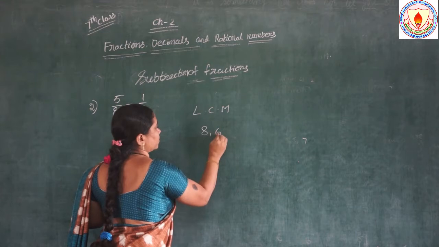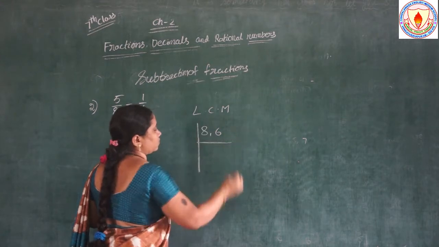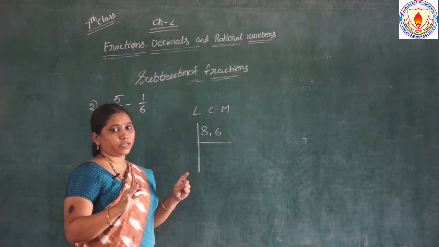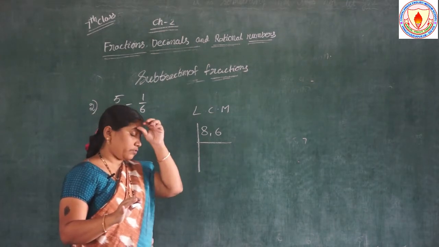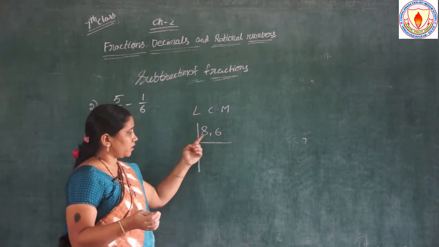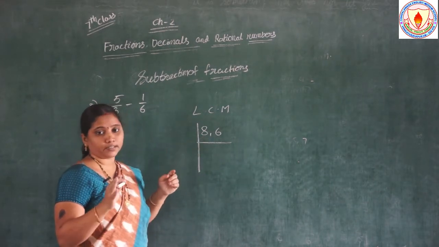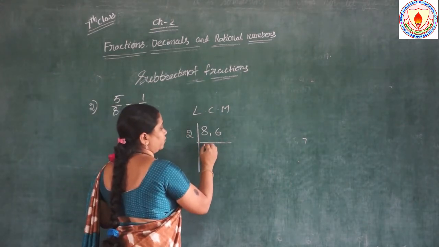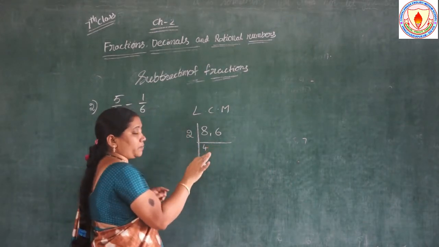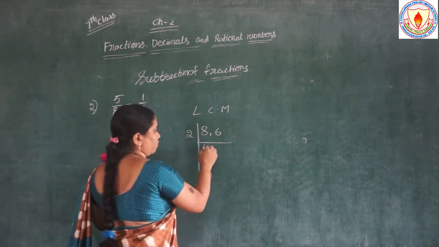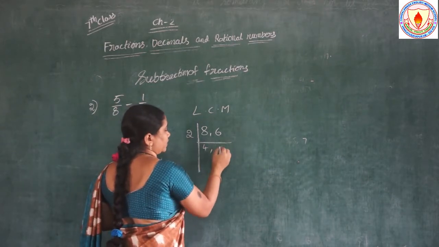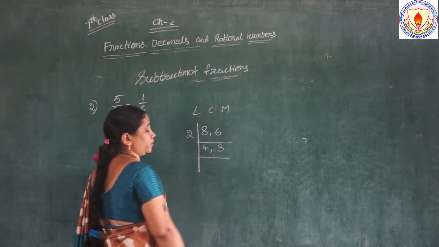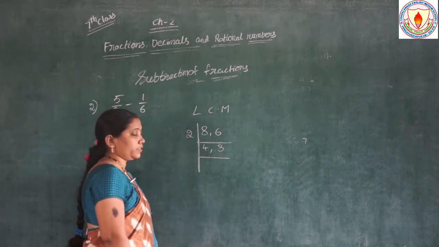8, 6. So now you have to use the prime number tables. Can we take the 2 table? Yes. Why? Because 8 and 6 are there in the 2 table. So the 2 table, and 4 times. Don't take the 4th table. Why? Because 4 is not a prime number. 4 times in 8, and in 6 how many times? 3 times. Can we take the 4th table? No, we can't take it.